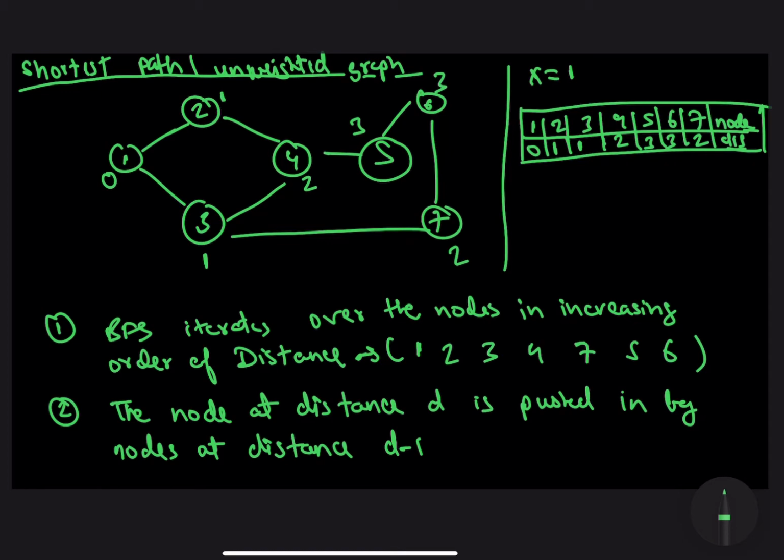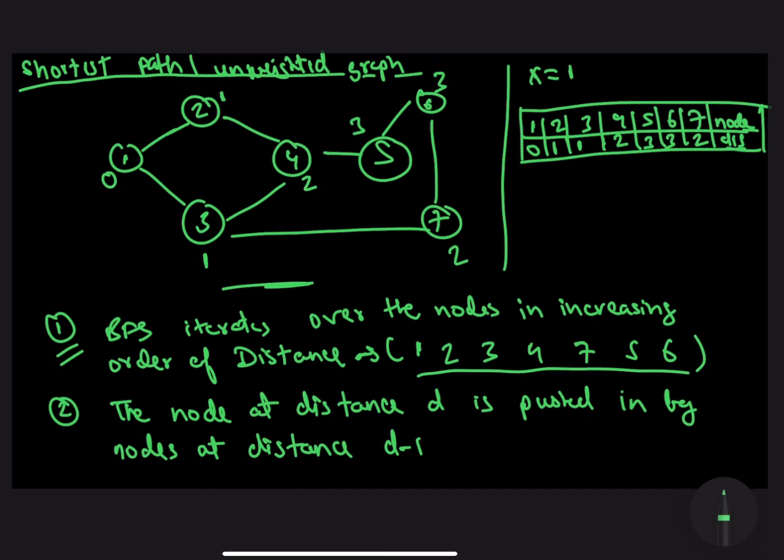Now in order to understand this use case of breadth first search algorithm, we will have a look at two very important properties. The first property over here is BFS iterates over the nodes in the increasing order of their distance. For example, in this graph over here, for starting point x equals 1, one of the valid orders to iterate over the nodes in case of BFS will be 1, 2, 3, 4, 7, 5, 6. Alright, so that's the first property of the BFS algorithm, and we have discussed it a lot of times in the previous videos.